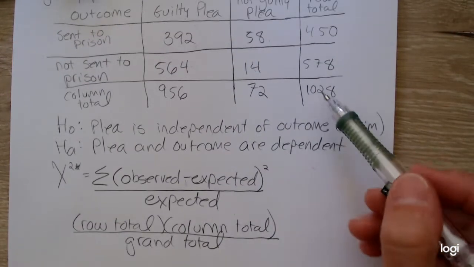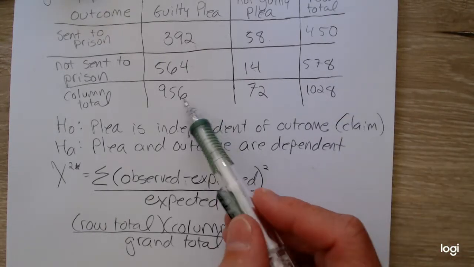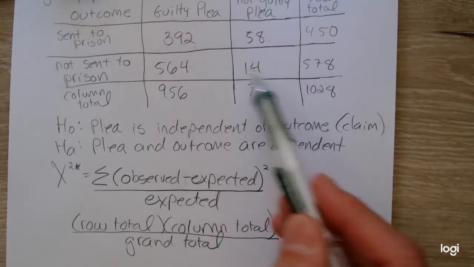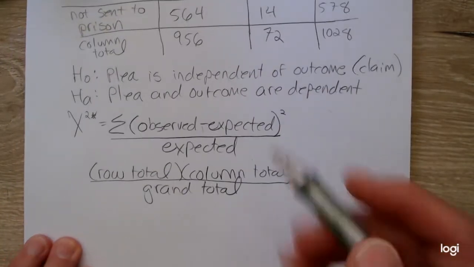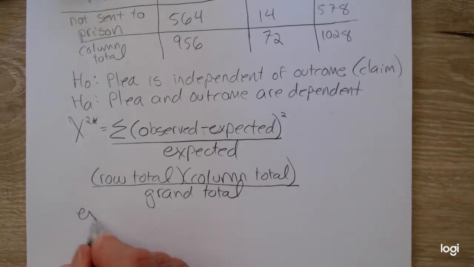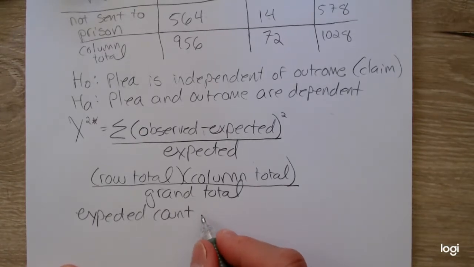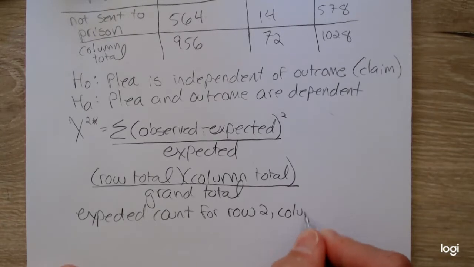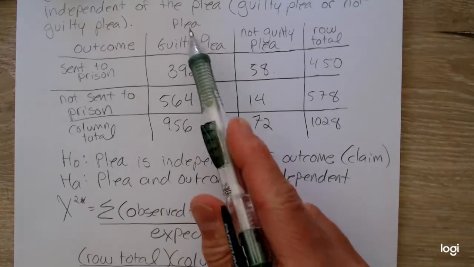Looking at the table, the grand total is going to be the sum of the row totals or the sum of the column totals. So you could think of it as the sum of all of these four elements or cells. Okay, so for example, if I want to get the expected count for, let's do row 2, column 1. If I'm in row 2, I'm in not sent to prison. Column 1 is guilty plea.